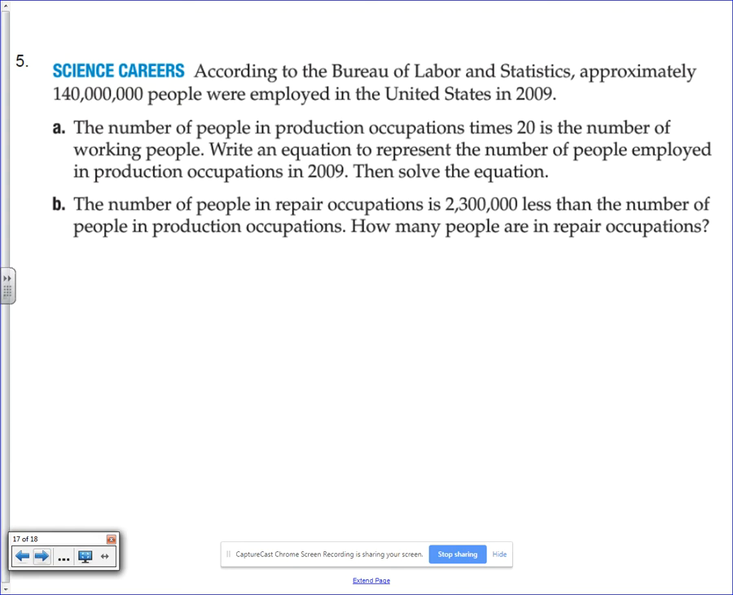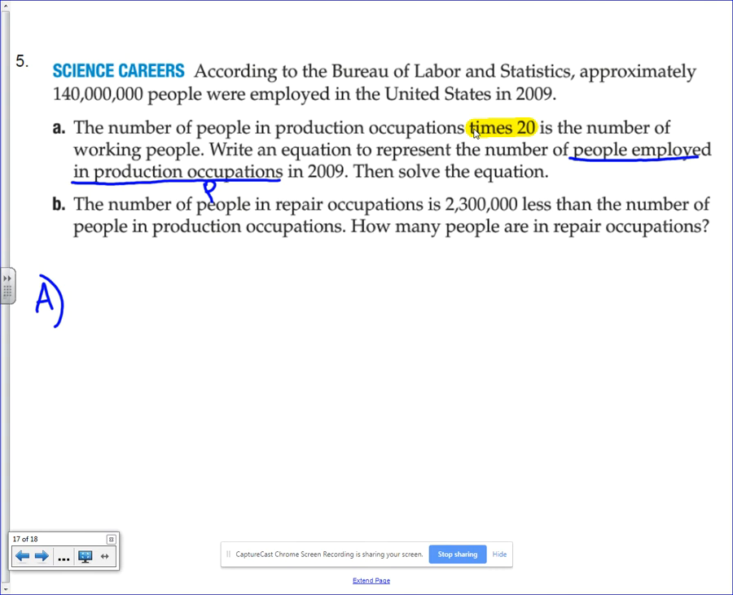All right, last one here for us, folks. According to the Bureau of Labor and Statistics, approximately 140 million people were employed in the United States in 2009. Part A, the number of people in production occupations times 20 is the number of working people. That's the key here. Write an equation to represent the number of people employed in production occupations in 2009, then solve. Well, I don't have a variable for that. People employed in production occupations, let's call that P.